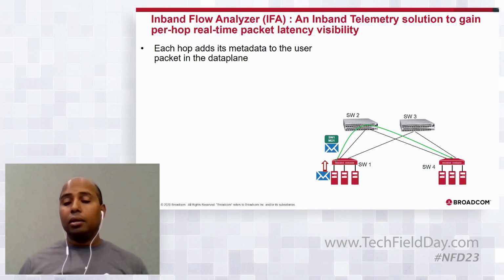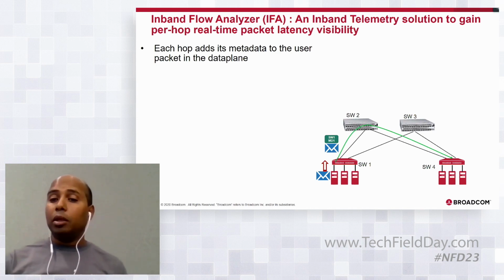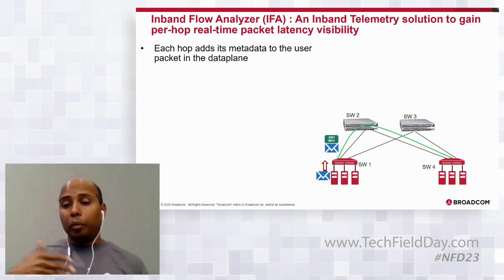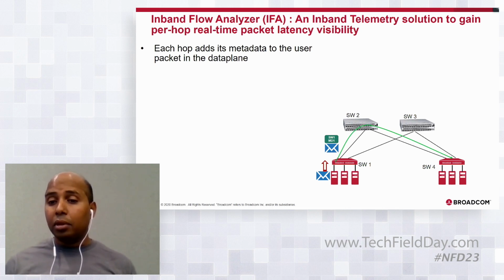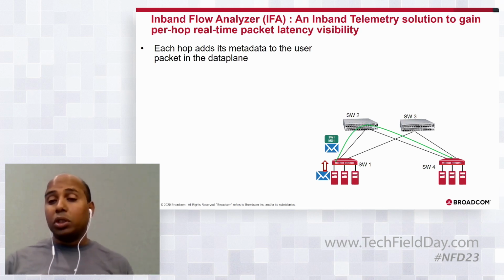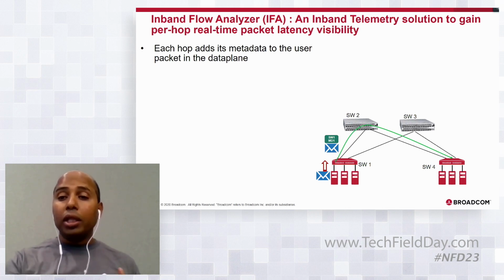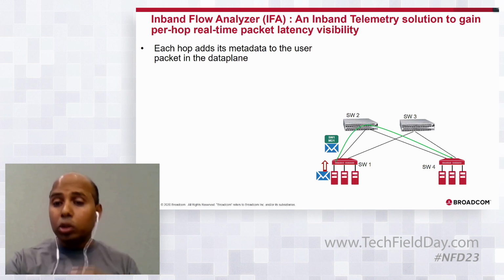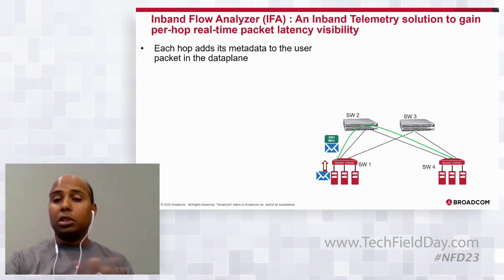What is that metadata? When did the packet arrive at that switch? When did the packet leave the switch? What port did the packet arrive on? What port did the packet leave from? What is the switch ID? Was the port congested at that time? Was the queue congested at that time? All these details are added to the user packet itself by switch 1 in the data plane, meaning the network OS is not involved.